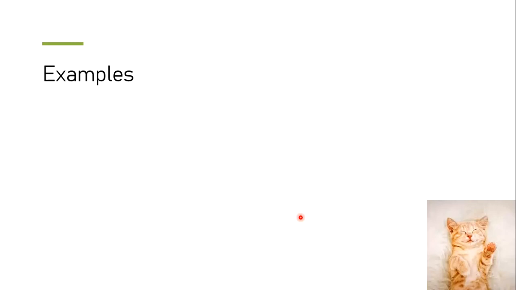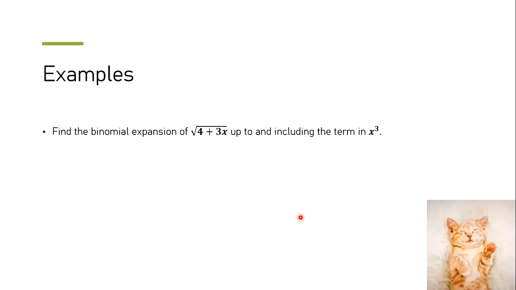Okay, here's some more examples. Find the binomial expansion of the square root of 4 plus 3x up to including the term in x cubed. The square root of 4 plus 3x is the same as (4 plus 3x) to the power of a half. We need the first number to be a 1 for our equation to work, so we're going to take out a factor of 4. So we have 1 plus 3/4 x, and the 4 is also included in the power of a half. You can take out the 4 to the half and get 2 lots of (1 plus 0.75x) to the half.